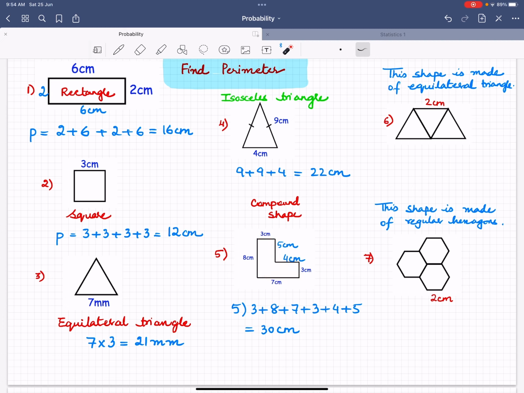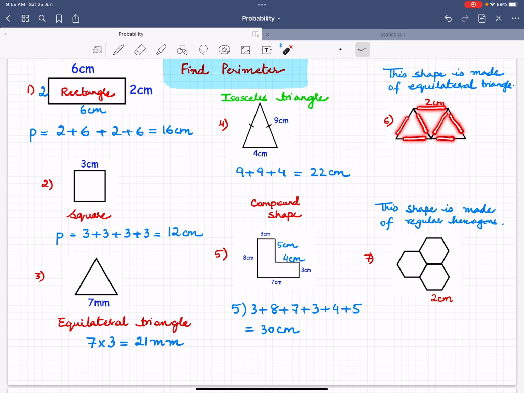Moving on to the next question, question number 6. Question number 6 says the shape is made up of equilateral triangle. So we've already discussed what is an equilateral triangle. An equilateral triangle is a triangle that has length of all the 3 sides equal. So if this is 2 centimeters, this length, this and all of the other lengths are 2 centimeters.